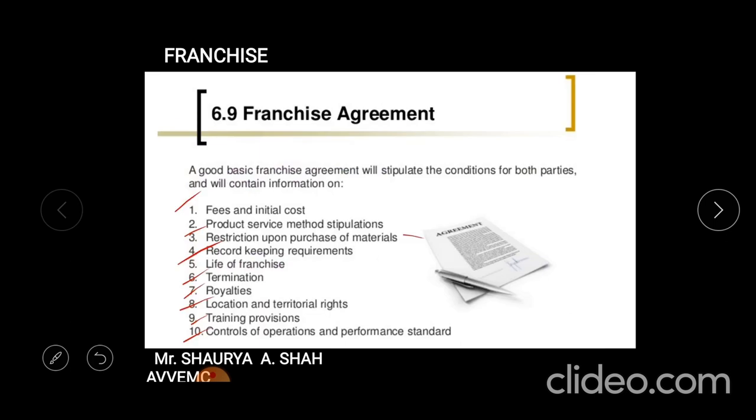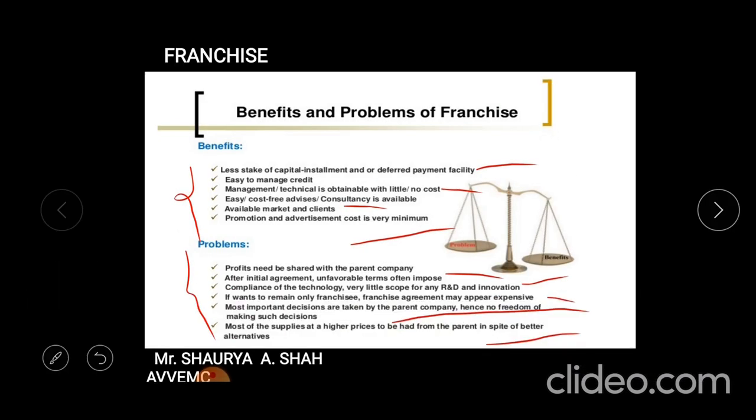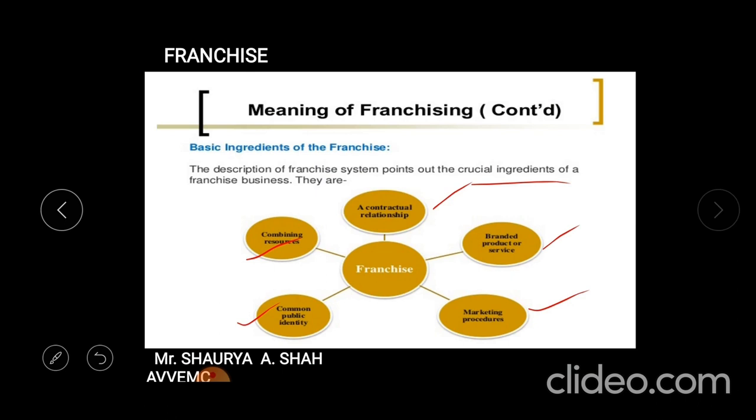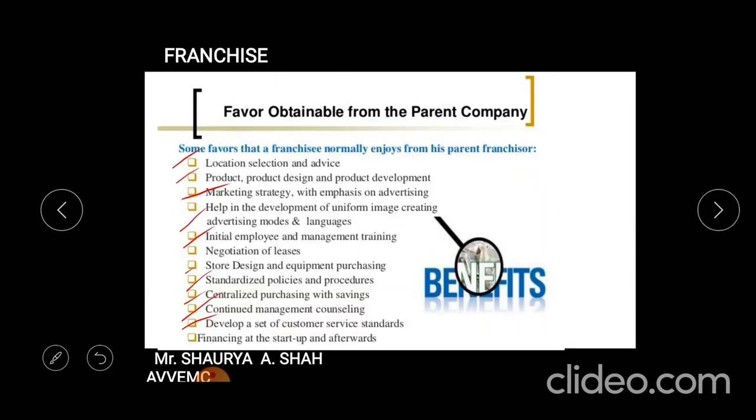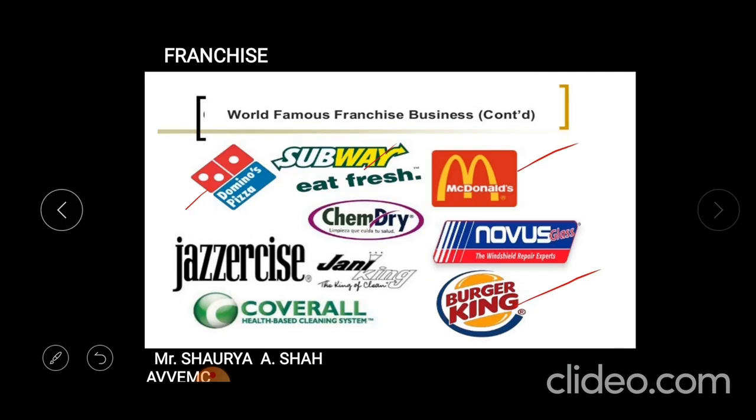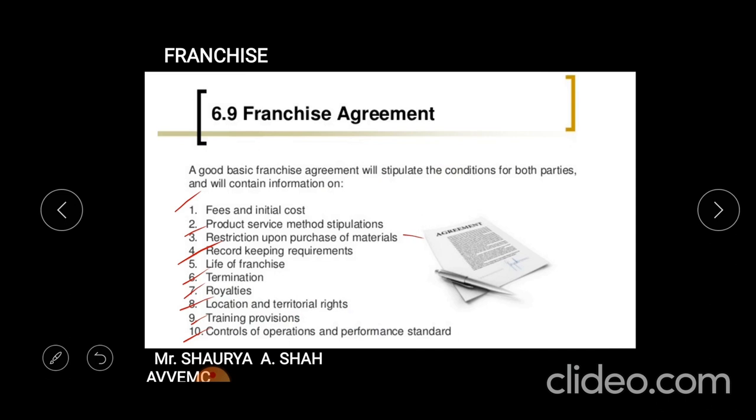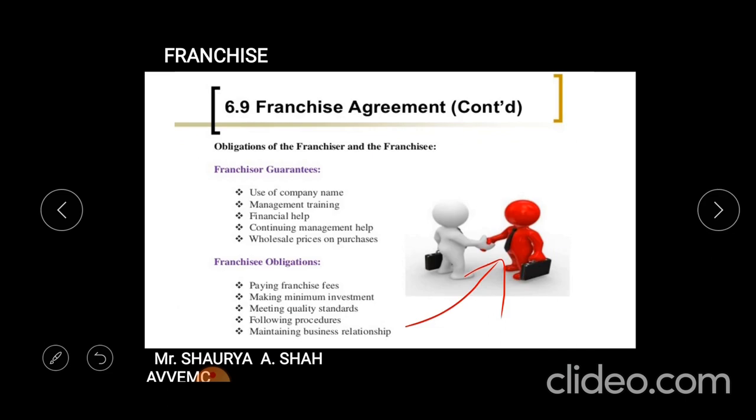Then we started with the benefits and the problems of franchising, right? We saw the examples also. Then we saw the favors obtained from the parent company, that is benefits from the parent company. What are the basic ingredients, that is elements of an ideal agreement of a franchise, that is 10 things we saw. Then we started with the franchise agreement. What are the franchisor's guarantees and what are the franchisee's obligations, right? So these are all part of the franchise. I suppose every student is clear with that part.